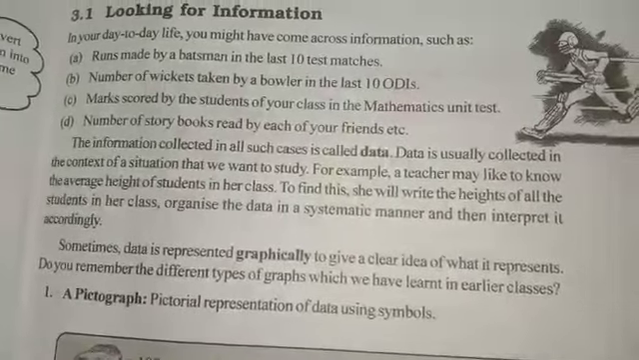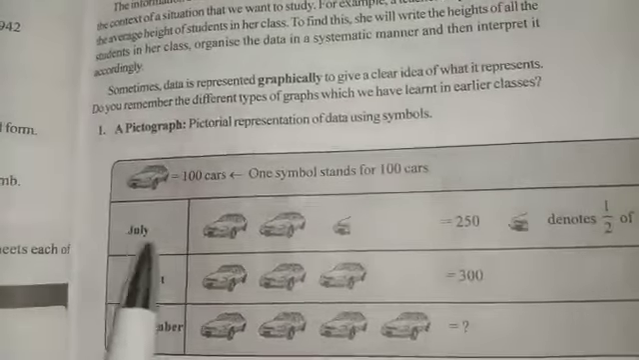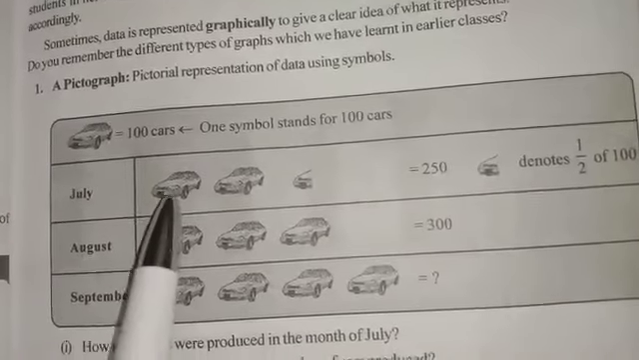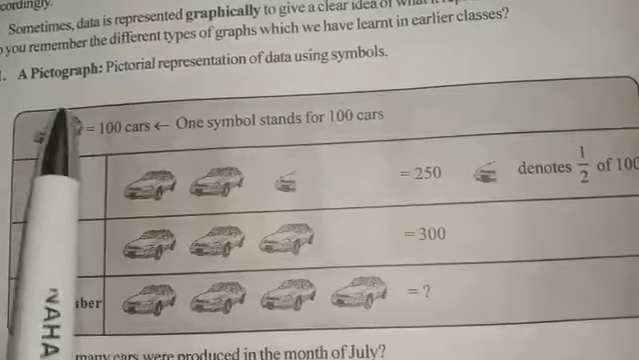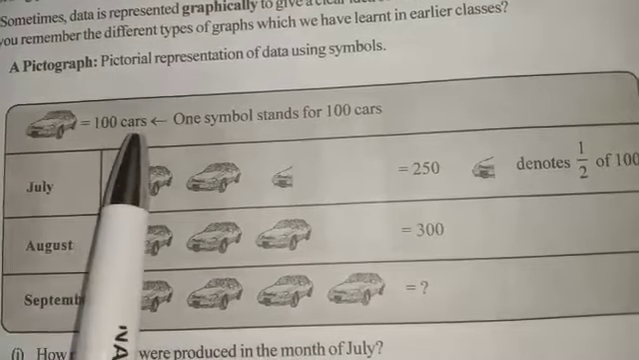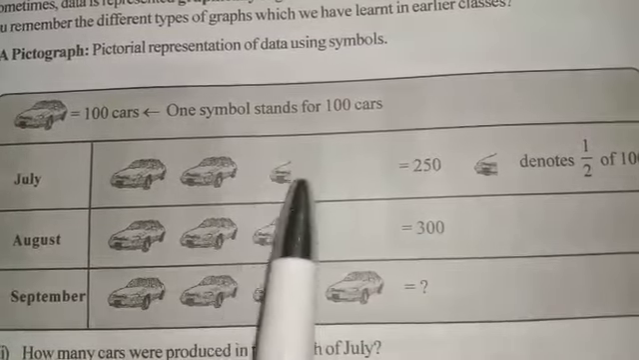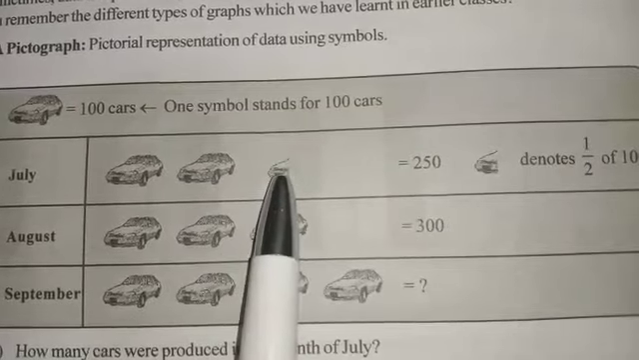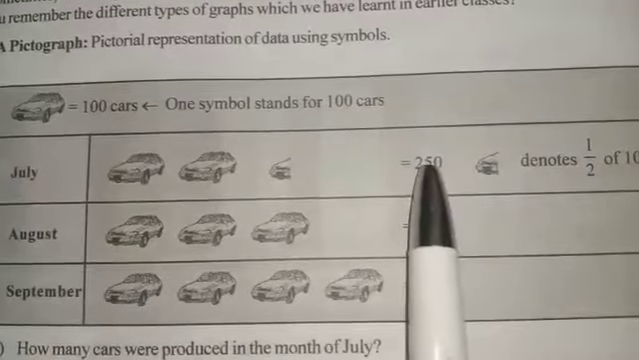One type is the pictogram graph. Here, for example, they have given car sales for the months of July, August, and September. In this, they have given a car symbol, and one symbol stands for 100 cars. Here they have given 2 and a half symbols. So 100 plus 100 is 200, plus half a car, which is 50. So here they have given 250 cars.